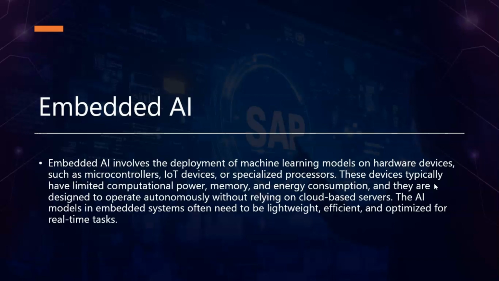Embedded AI involves the deployment and development of machine learning models on hardware devices such as microcontrollers, Internet of Things devices, or specialized processors. These devices typically have limited computational power, memory, and energy, and they are designed to operate autonomously without relying on cloud-based servers. So the AI models in embedded systems often need to be lightweight, efficient, and optimized for real-time tasks. So this is what we have.